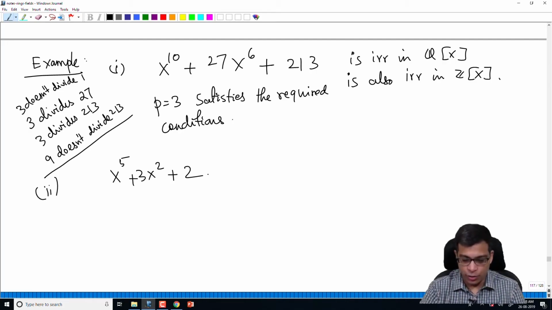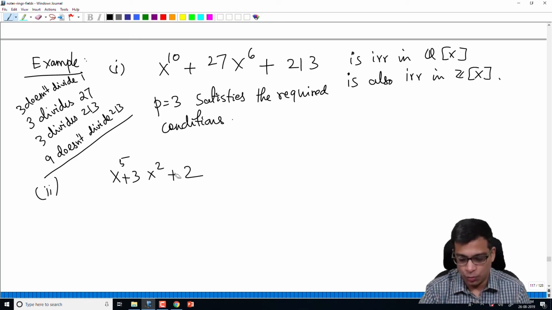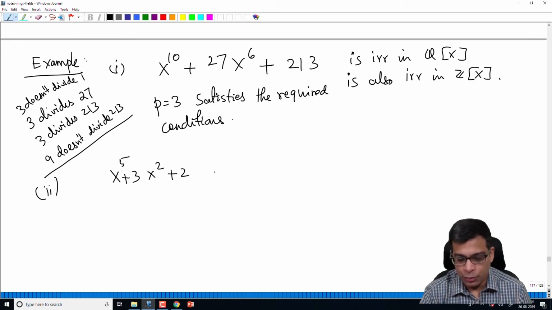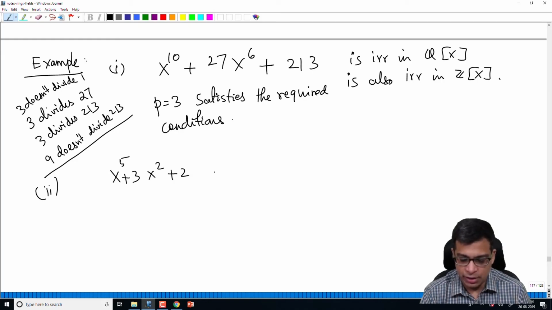For example, here you take x power 5 plus 3x squared plus 2. This is a polynomial, and you want to know if it's irreducible or not. Because it's primitive, if it's irreducible in Qx, it's irreducible in Zx. So now, certainly on the face of it, no prime works, right? Because the only prime that divides the constant is 2, and the only prime that divides the coefficient of x squared is 3. So there is no prime.